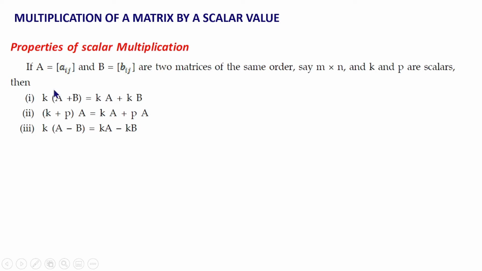Now moving on to properties of scalar multiplication. There are various properties of scalar multiplication. The first one is the scalar quantity k into matrix A plus matrix B is equal to k into A plus k into B. Then scalar quantity k plus scalar quantity p into matrix A is equal to kA plus pA. Also scalar quantity k into A minus B is equal to kA minus kB, where A equal to Aij and B equal to Bij are two matrices of the same order.